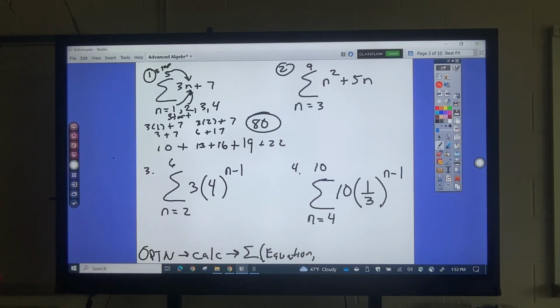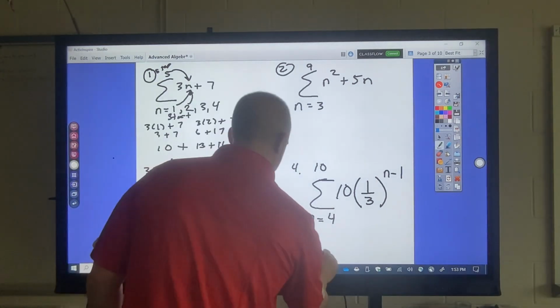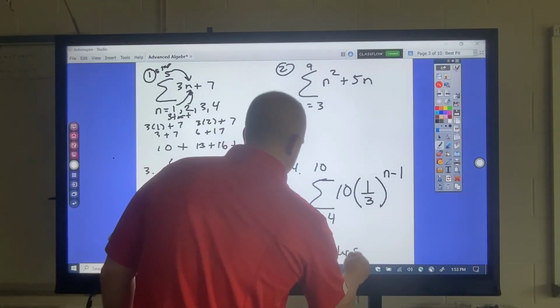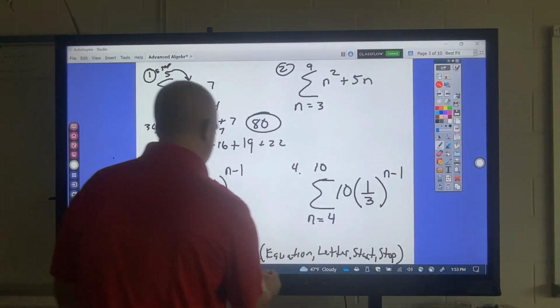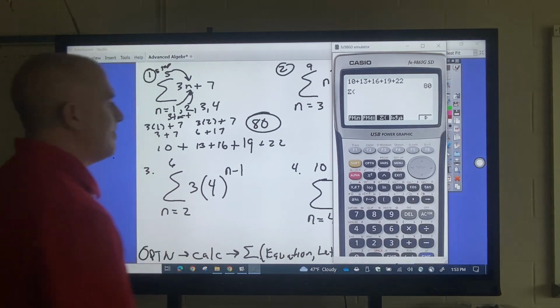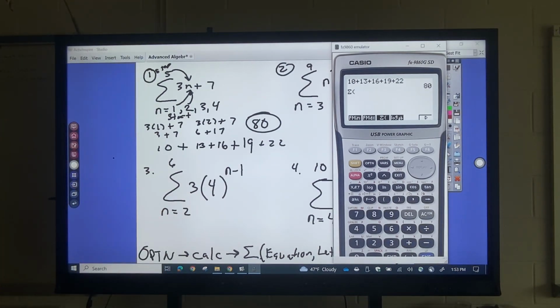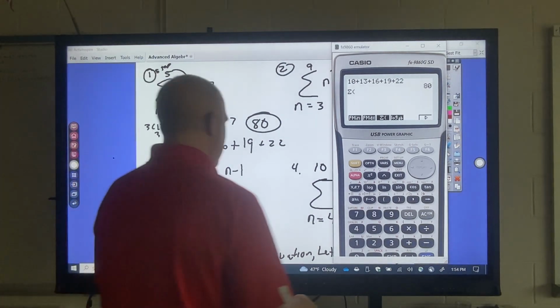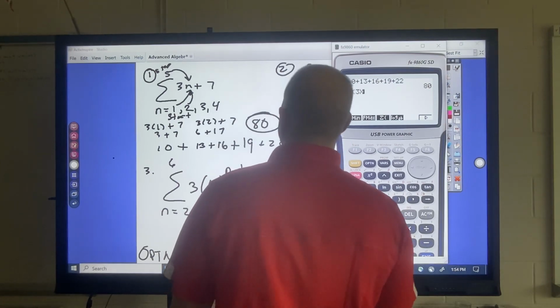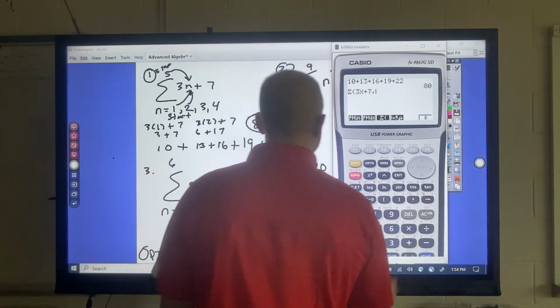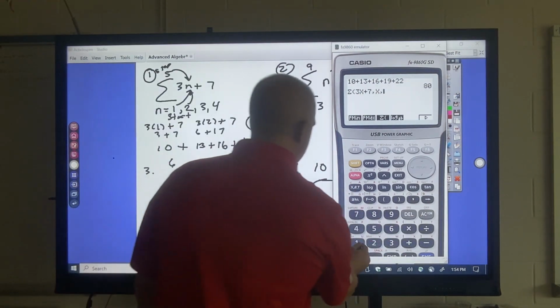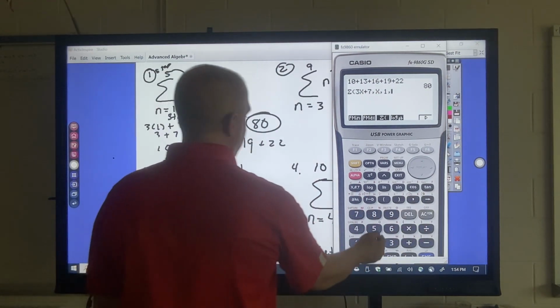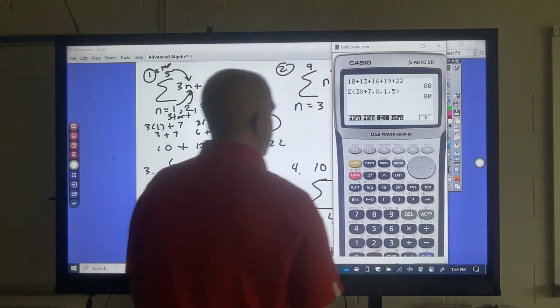The letter that you're using, your start number, and your stop number. All right? So for this one, I'm going to go ahead and use X, even though it's an N, it just makes it easier. So 3X plus 7, comma, I'm using X, comma, my start number is 1, comma, my end number is 5. And it tells me 80.